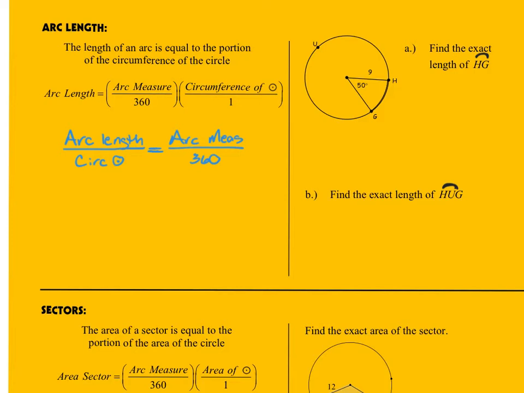Also, due to some technical difficulties, please make sure that your piece of paper has the little arc symbol over this HG and this HUG. That's going to be important for us. All right, now let's look at our formulas.